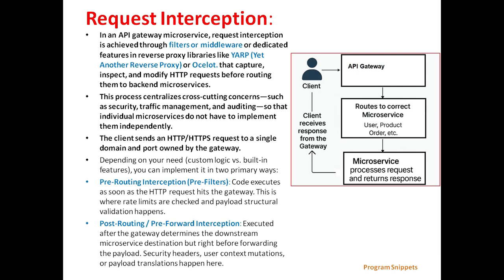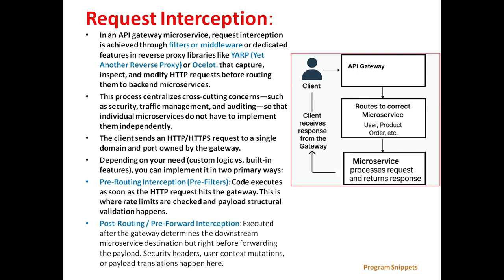The client sends this HTTP or HTTPS request to a single domain and port which is owned by the gateway, and depending on the client need, client can implement it in 2 primary ways. First, pre-routing interception, that is pre-filters, where code executes as soon as the HTTP request hits the gateway. This is where rate limits are checked and payload structural validation happens.